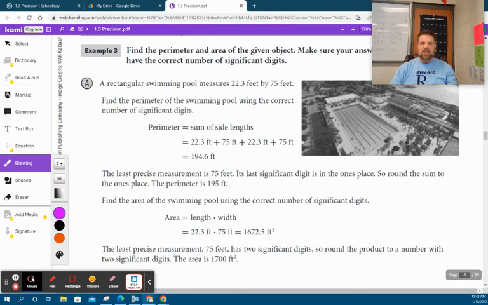So when I look at example A, it says a rectangular swimming pool. This is our little rectangular swimming pool here. See it? That's a big swimming pool. Yeah, it is pretty big, isn't it? That's the swimming pool.